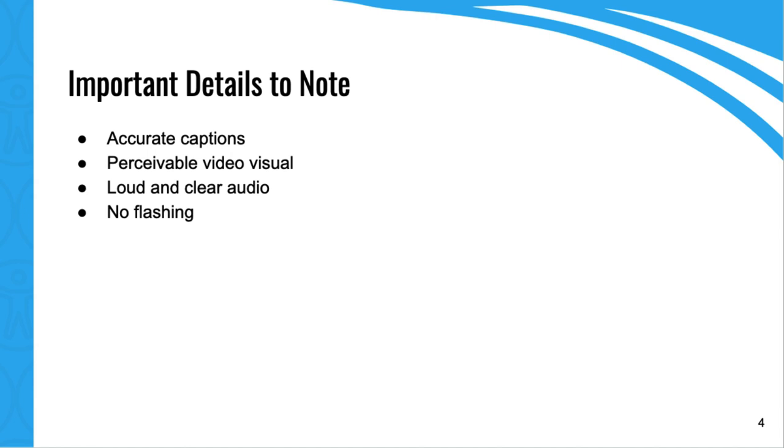This video has been made accessible, so let's take a look at what makes it so. First, it has captions that have been edited to be accurate and easy to read. Second, the visual can be perceived because the video isn't too dark or light and the foreground can be discerned from the background. Third, the audio is loud and clear.